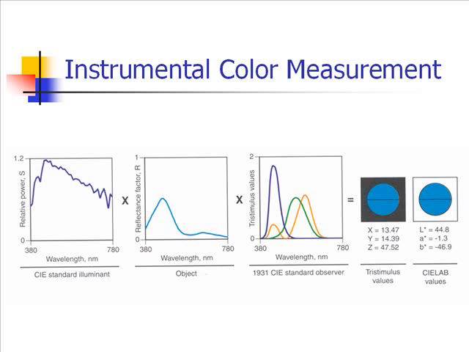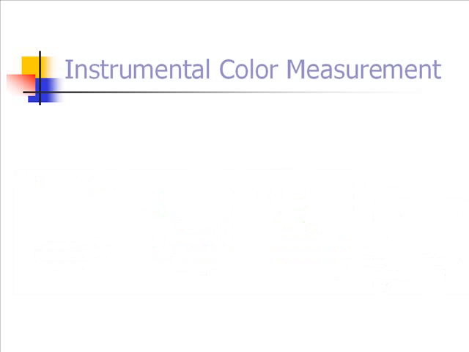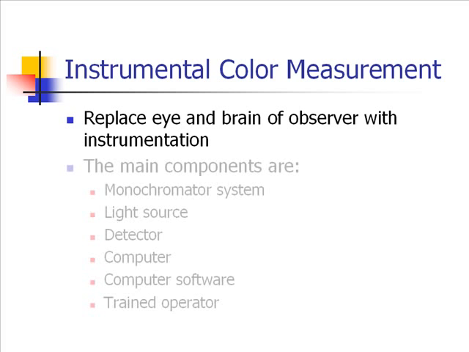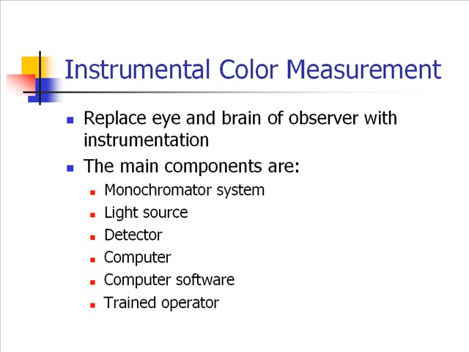So again, we replace the eye and the brain of the observer with the instrument. The main components are our monochromator system, which means it separates the light into its different wavelengths. Some kind of light source, and there are several different ones that are used. Detector, computer, software, and there are a lot of companies that make different kinds of software, either for quality control applications or actually color matching applications. And then the part of the whole system that's usually omitted from this kind of discussion is a trained operator.